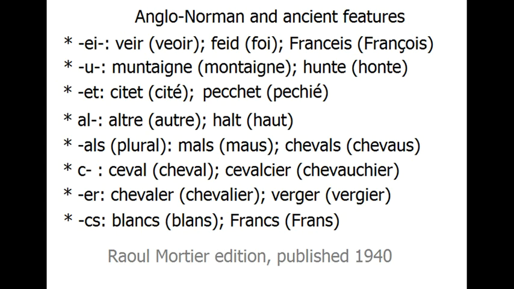And also the grouping AL, so altre instead of outre, halt rather than haut. The plural ALS, so chevals rather than chevaux. Initial C, obviously we do get chevals. So Ceval, or do you pronounce it Caval? I don't actually know. ER, where you might expect IR, like chevaler instead of chevalier. And the final one, CS for a plural, blancs. We also get that with FS, where you get nef, then your regular plural is like nefs. You get nef, nefs.